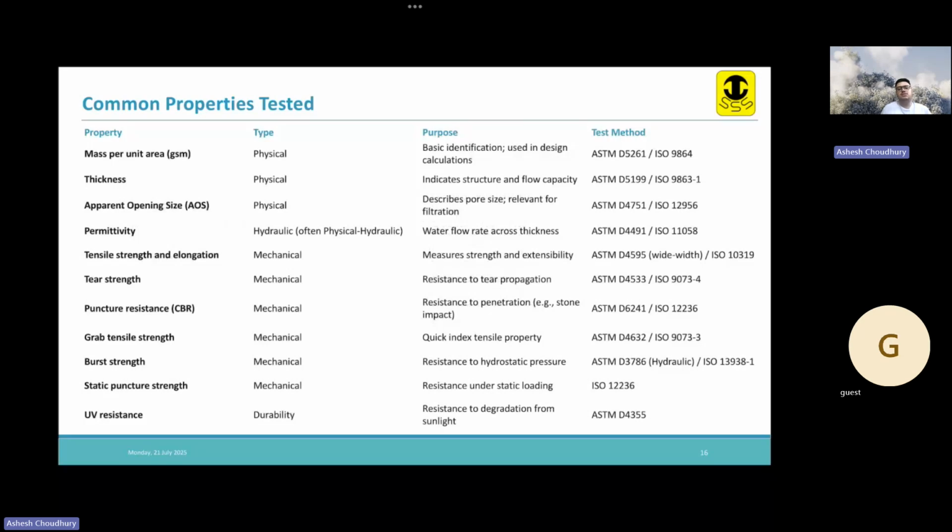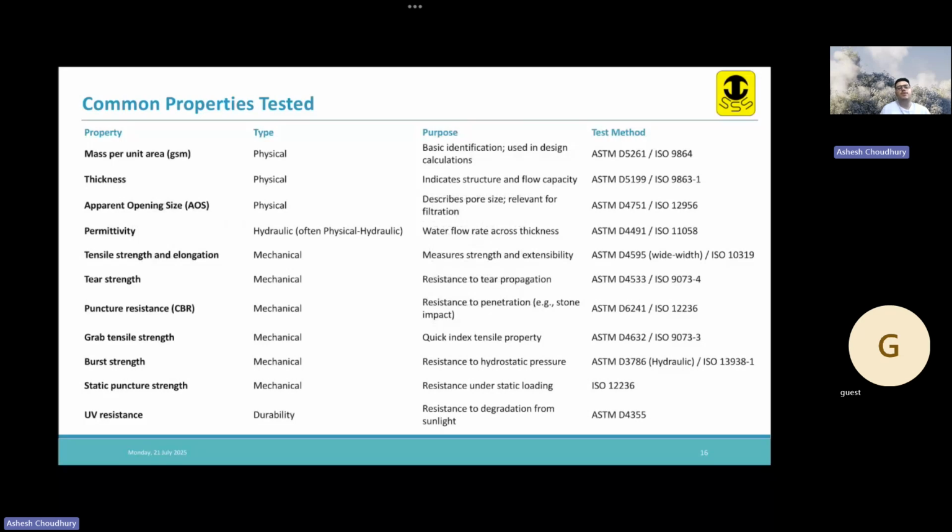Then we have the thickness, that is also a physical property. It indicates structure and flow capacity. So we'll see that as the thickness reduces, the capacity of that geosynthetic to pass fluid through it, say for drainage purposes, also reduces. So that is directly related to the thickness.